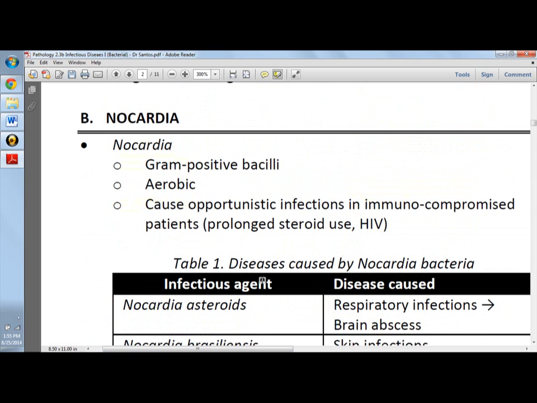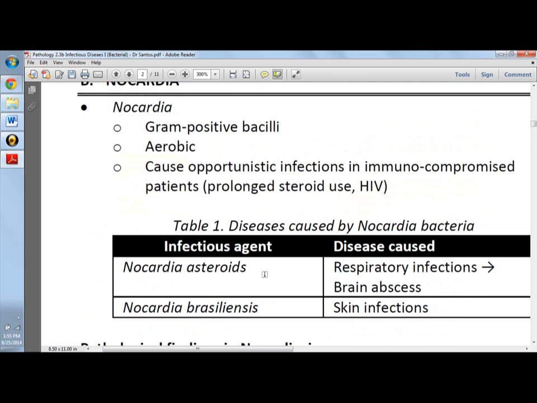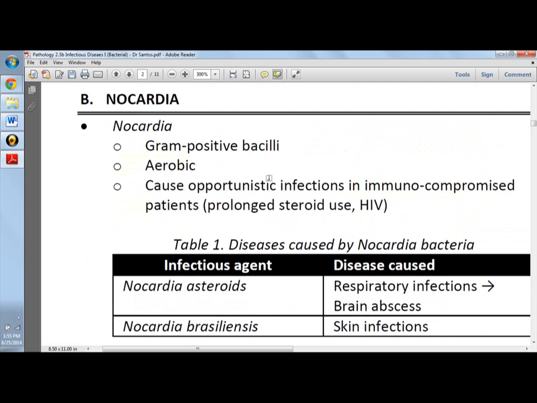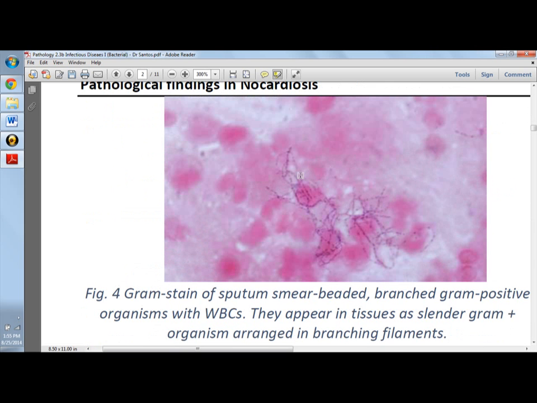Now we go to Nocardia. Nocardia is a gram-positive bacillus. They grow in distinctive branched chains. This is a distinctive branched gram-positive organism with WBCs. They cause opportunistic infection in immunocompromised patients, like those who have prolonged steroid use and those who are infected with HIV.